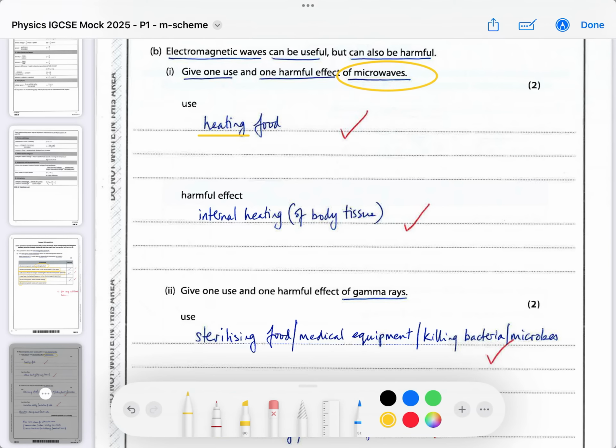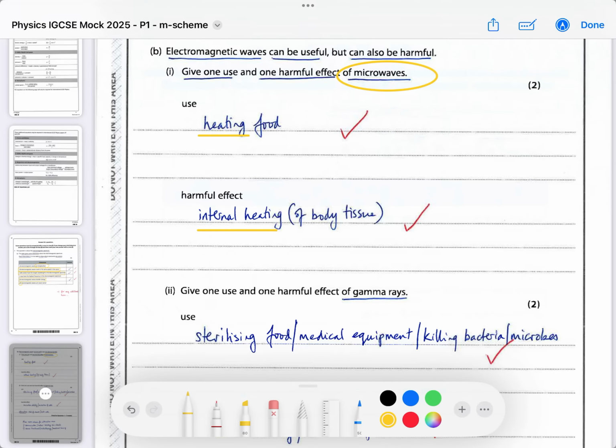And a harmful effect is internal heating. It's not the skin, it actually goes deeper. So you need to put internal heating of body tissue. It's not quite the same as burning the skin. Burning the skin will be with normal heat. Microwaves go deeper. That's why heating food is faster in a microwave, because it doesn't have to go through by conduction. It goes and excites water molecules. So you can have internal heating of your body tissue if you're exposed to microwaves.